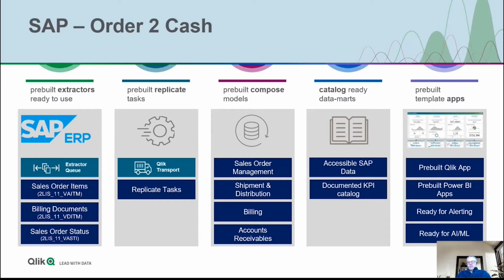The pre-built Compose model means the analytic environment that helps you to understand your business is pre-built. It comes with a model for data warehouse and various data marts. It provides information for sales order management, shipment distribution, billing, and accounts receivables. I already mentioned the catalog. The catalog is mainly there in order to understand which KPIs and key metrics we are providing. It's also called a documented KPI catalog.